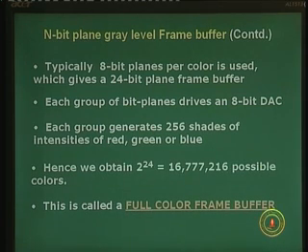Typically, if you look at this, we talked of 2 to the power 3 equal to 8, 2 to the power 8 equal to 256. Now, we are talking of 2 to the power 24 possible colors. That is a very, very large number of colors. We are talking of almost 16 million, and that is the engineering standard which is used, 16 million colors, and this is called a full color frame buffer. 16 million colors are there at your disposal, and we call it a full color frame buffer.